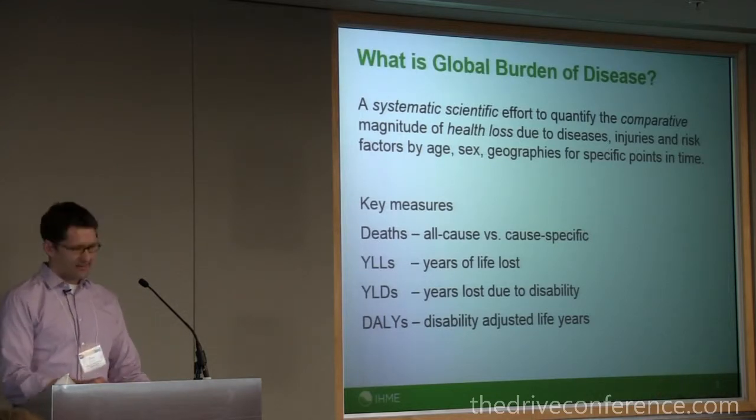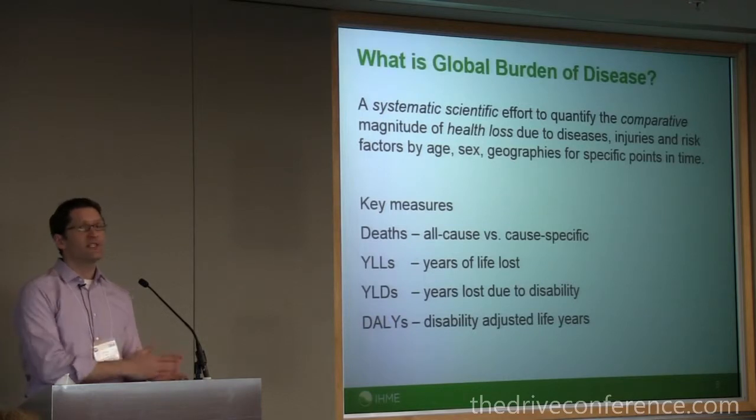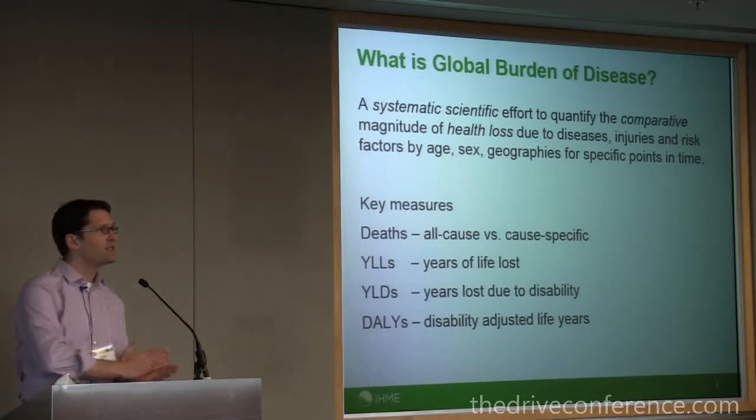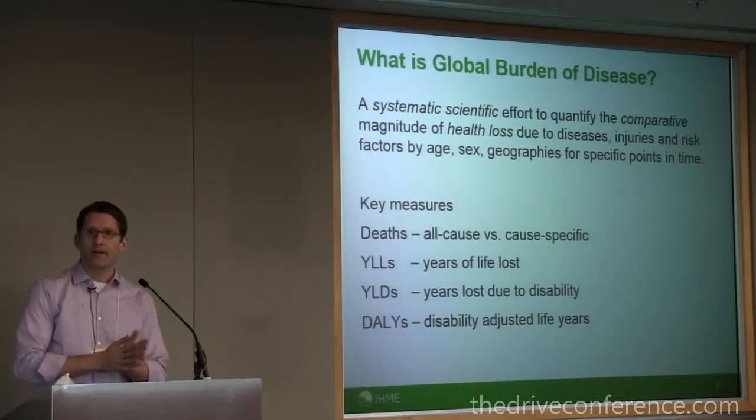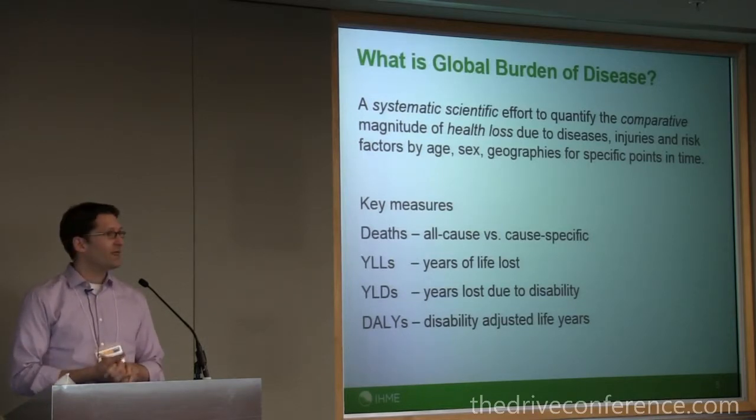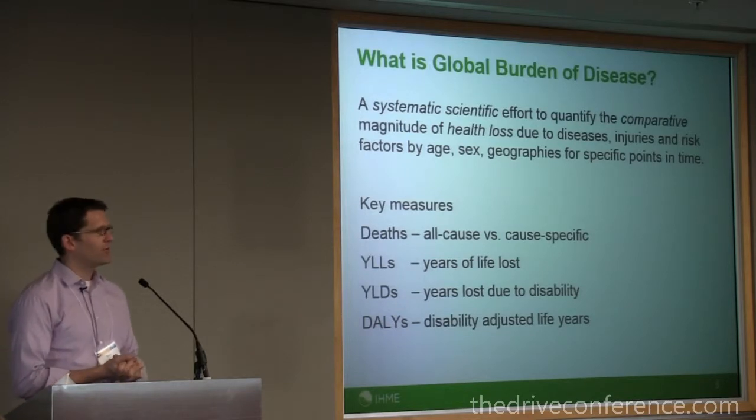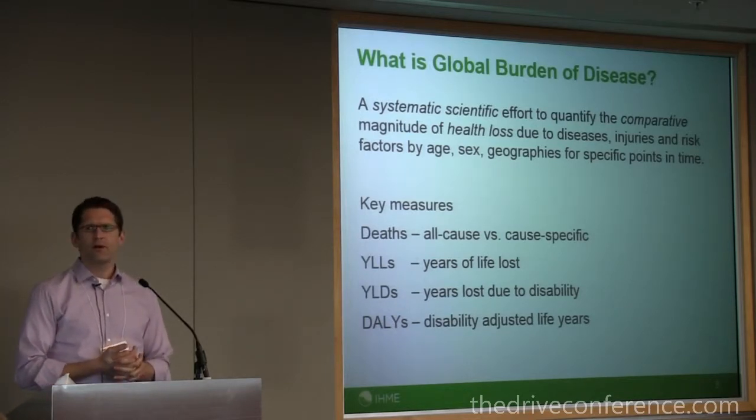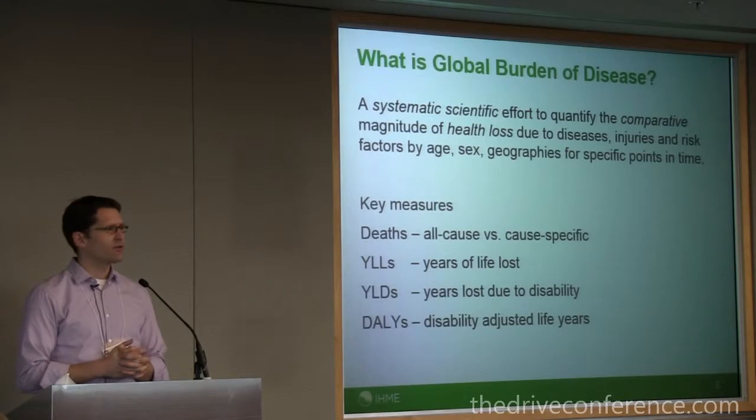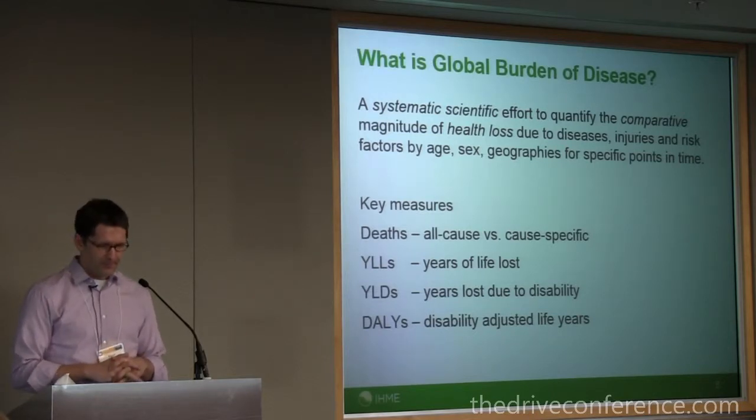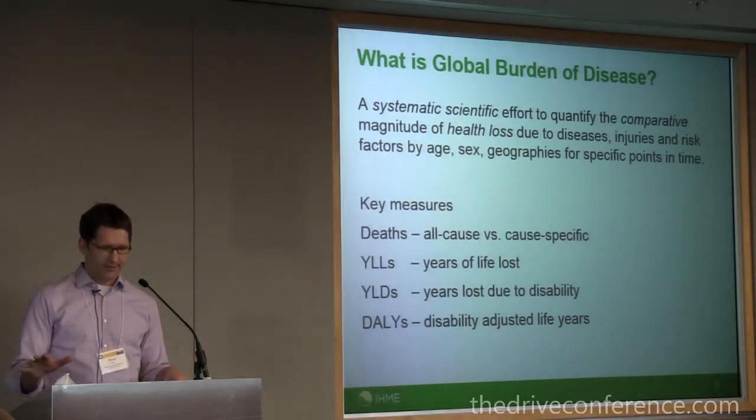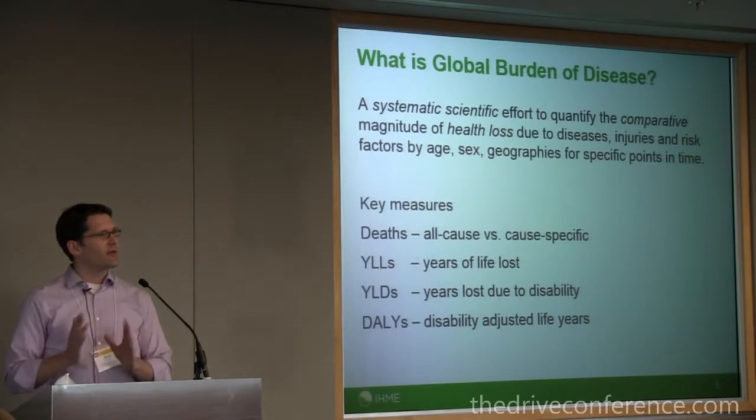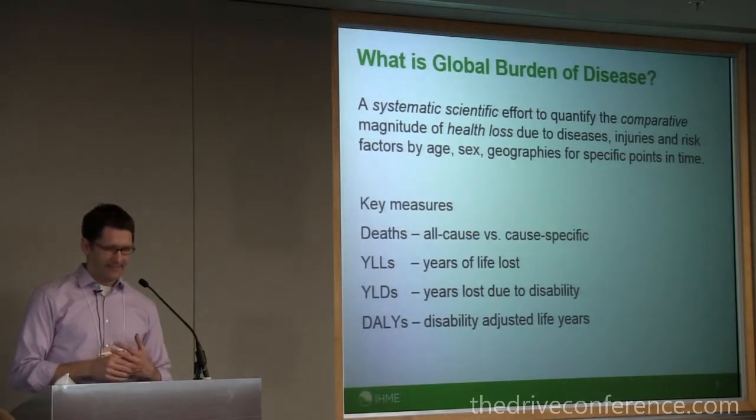There are a few key things in here. One is it's systematic. We're systematically looking for all the data we can find, and systematically trying to use models to do our estimation in a comparative way. It's scientific. The methods that we're using for GBD were published in a triple issue of The Lancet in December. We took over an entire issue of The Lancet with this paper. And we're trying to quantify health loss, both from mortality and from morbidity. And we're trying to do that on a very granular level in terms of age group, sex, and over time.